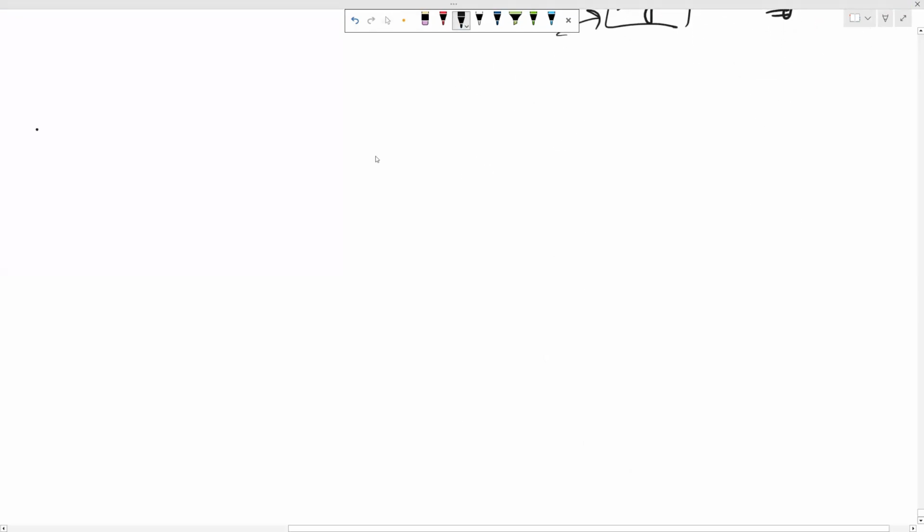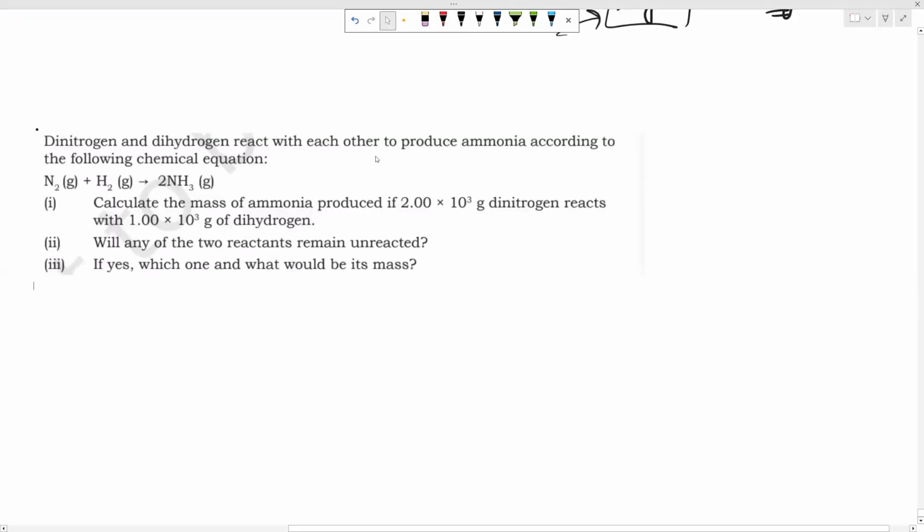Let's do this question first. Dinitrogen reacts with hydrogen gas to produce ammonia. According to this reaction, there should be 3 hydrogen here, it is a misprint. Should I write down the question first? Yeah, okay.